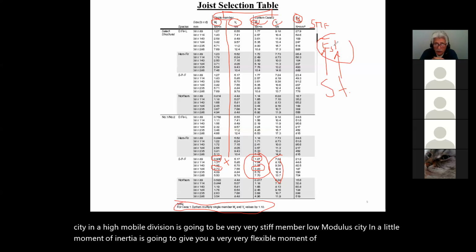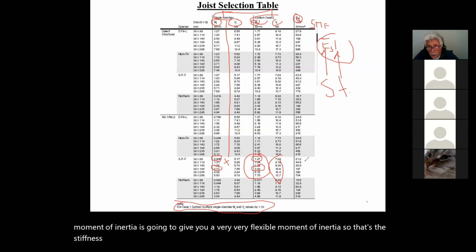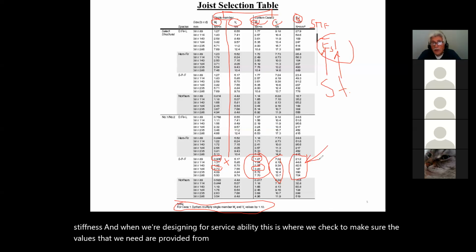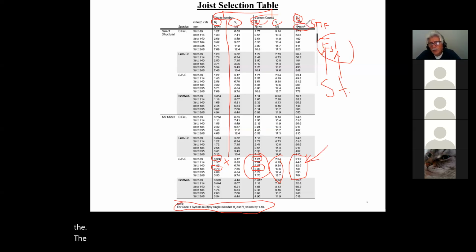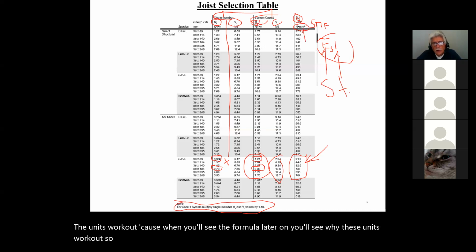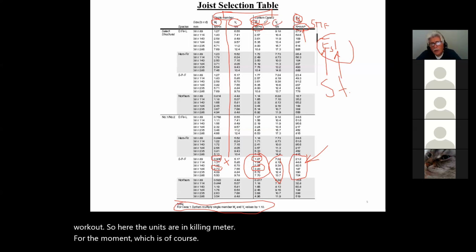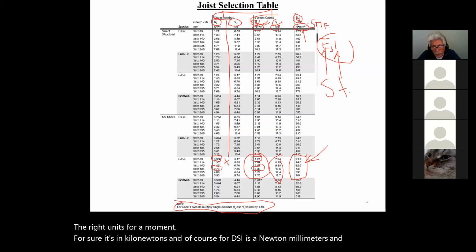So that's the stiffness. And when we're designing for serviceability, this is where we check to make sure the values that we need are provided from here. Okay, so that's the stiffness. And of course, the units work out, because when you see the formula later on, you'll see why. Here, the units are in kilonewton meter for the moment, which is the right unit for a moment. For shear, it's in kilonewtons, and for the EI it's in Newton millimeters, and you'll see why that's in Newton millimeters squared.